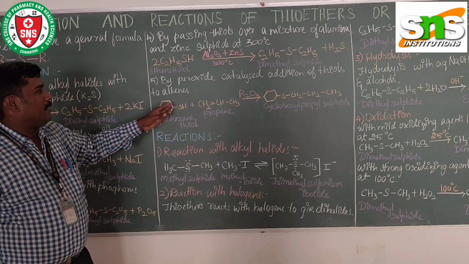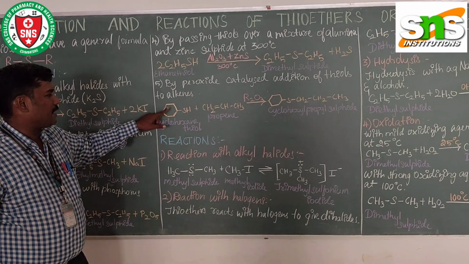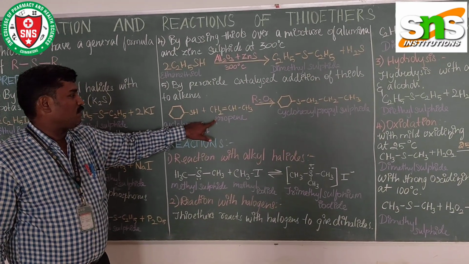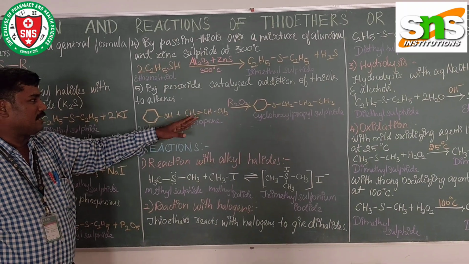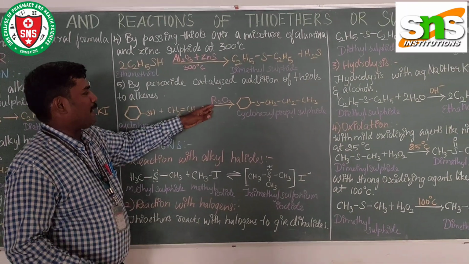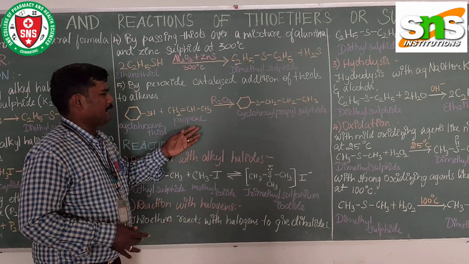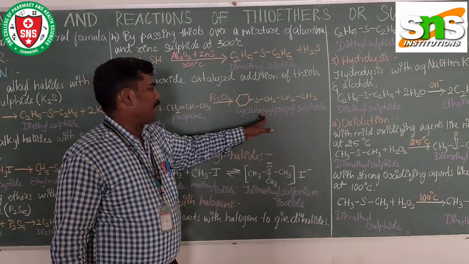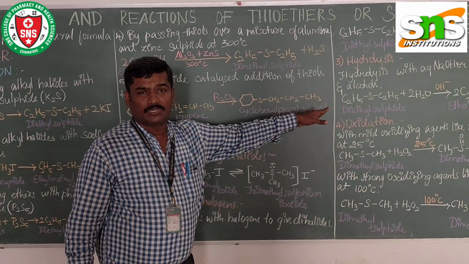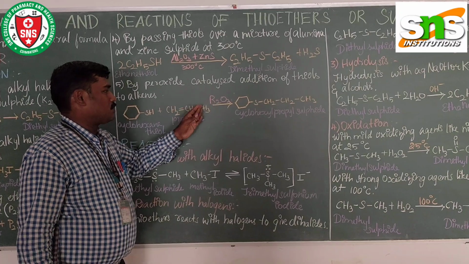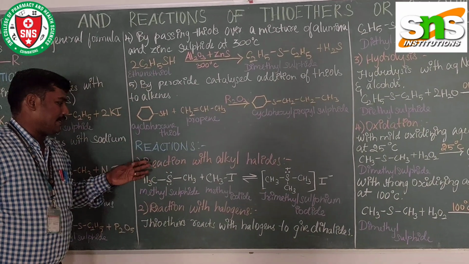Then the peroxide catalyzed addition of thiols to alkenes. Here we have taken cyclohexane thiol, which will be treated with an alkene such as propene, CH2=CH-CH3, in the presence of peroxide, that is R2O2, any peroxide like hydrogen peroxide. That will give the product cyclohexyl propyl sulfide, where the CH2CH2CH3 group is attached to the sulfur of cyclohexane.